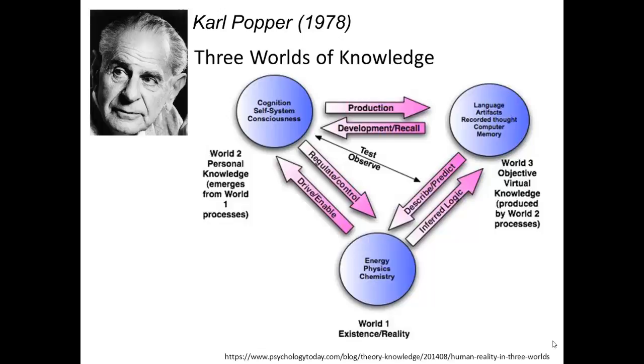And he contrasted that, the real world, with our personal knowledge of the world, which is different from the world. There's the world out there, and then there's my understanding in my head of the world out there. But he also crucially identified a third world, world 3, which is called the world of objective virtual knowledge.